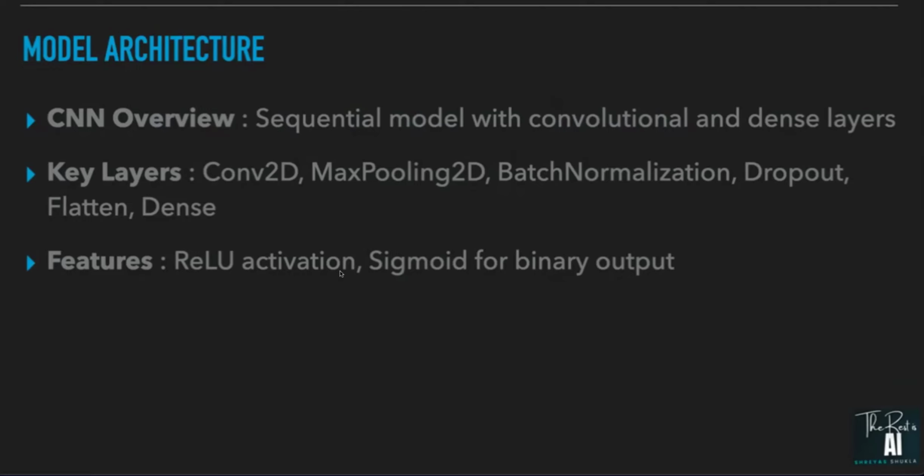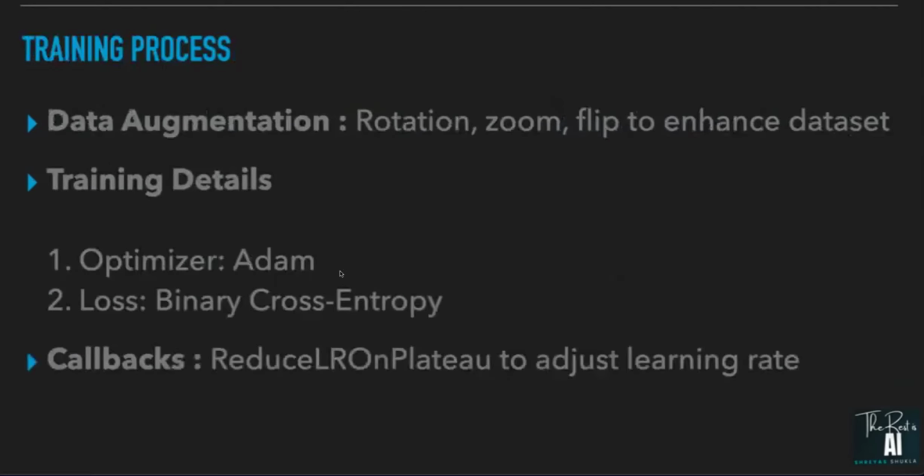Now, to improve the robustness of our model, we will implement data augmentation. This includes things like rotating your image, flipping your image, zooming your image, and maybe a combination of them, so that it simulates real world variance and also prevents overfitting.